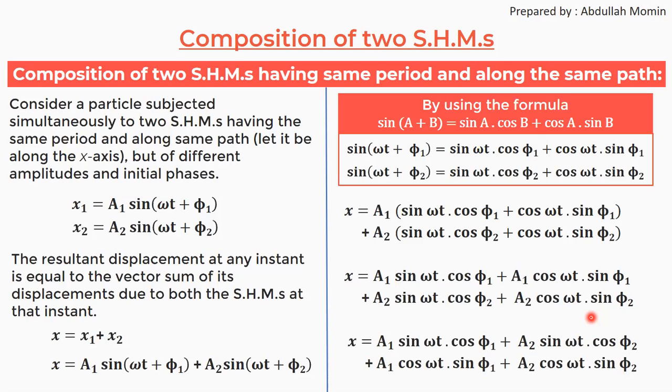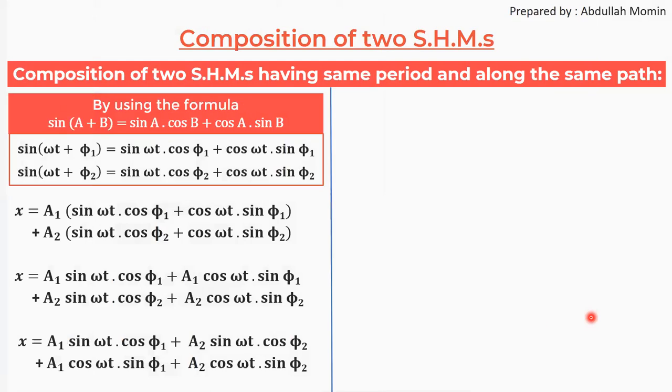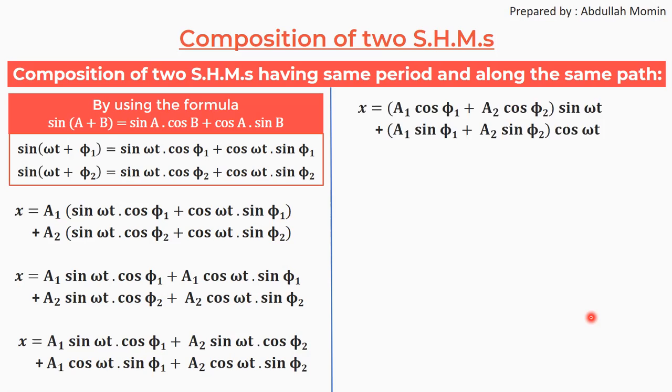Now we will rearrange these terms: a1 sin omega t cos phi 1 plus a2 sin omega t into cos phi 2 plus a1 cos omega t into sin phi 1 plus a2 cos omega t into sin phi 2. Now we will take sin omega t common from the first two terms, and from the last two terms cos omega t can be taken as common. So this equation of x can be written as x is equal to (a1 cos phi 1 plus a2 cos phi 2) sin omega t plus (a1 sin phi 1 plus a2 sin phi 2) into cos omega t.